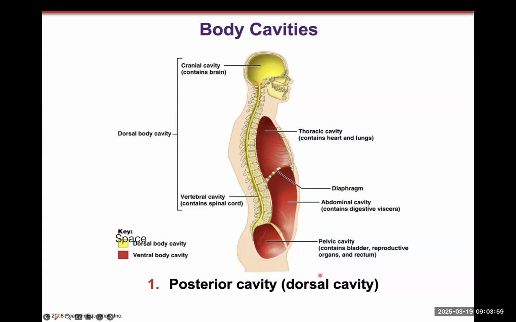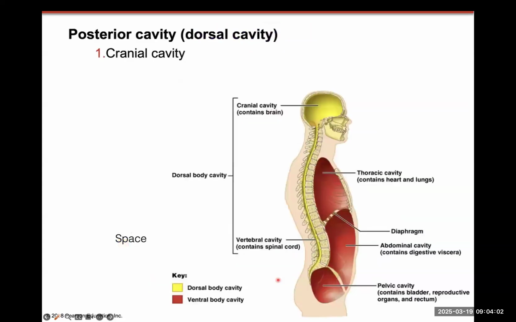Now the posterior cavity or the dorsal cavity. So let's talk about posterior dorsal cavity. So dorsal body cavity, there are two parts to it: cranial cavity that contains the brain, vertebral cavity that contains the spinal cord. So there's this big space. There are two subcategories of dorsal body cavity. There's this big space that holds the brain. That's called cranial cavity. Cranial refers to the part that houses your brain. So you can see that if you took the brain out, there would be a big empty space. So that's the cranial cavity. That's part of the posterior cavity.